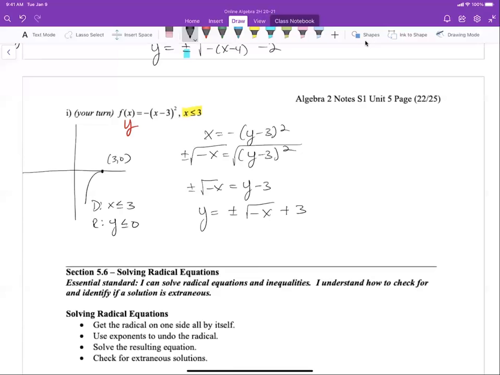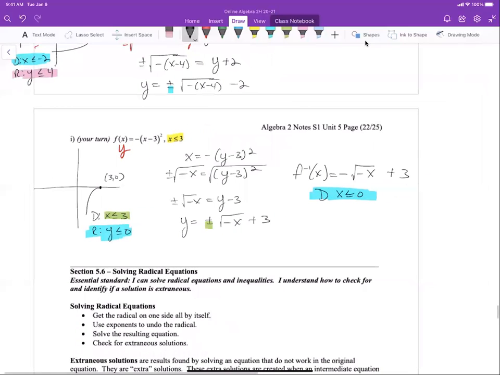I now need to determine which leg of that square root I have, the positive or the negative. What determines that is the range, which used to be the domain. So since I'm less than 3, I'm going to use the negative leg. So my inverse function of x is equal to the negative square root of negative x, plus 3. I was asked to provide the domain constraints. The domain constraints were the original range constraints. So x is less than or equal to 0.